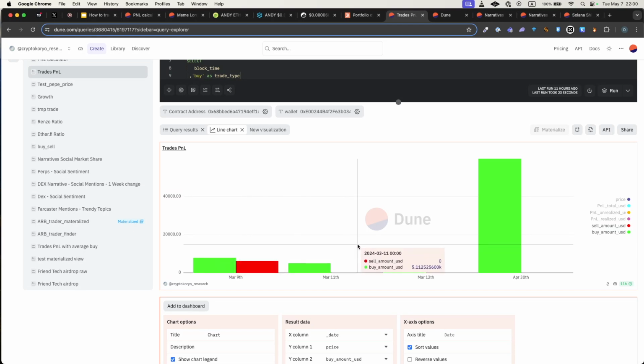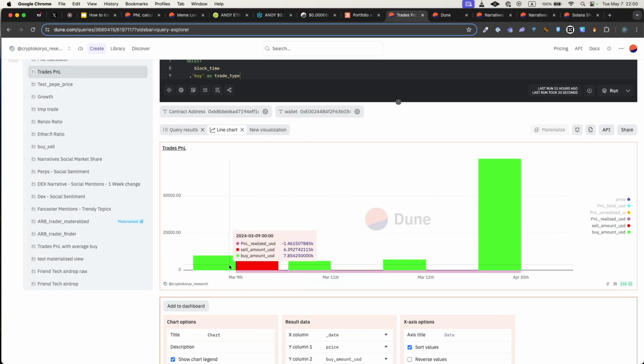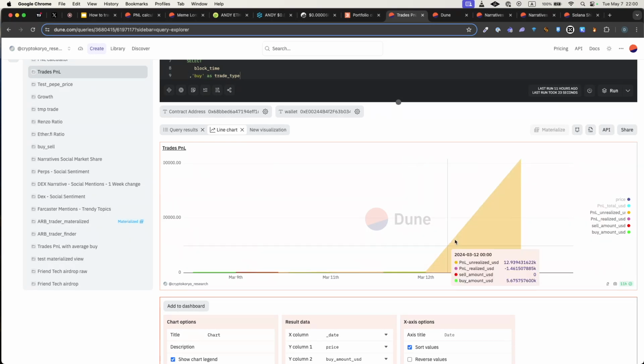Now you can look at realized USD. So here, because they sold, this is realized profit or loss. As you can see here, there is around minus $1,500 in sell. But now if you enable this unrealized, you can see that this wallet is sitting at around 1 million in profit just from this trade.